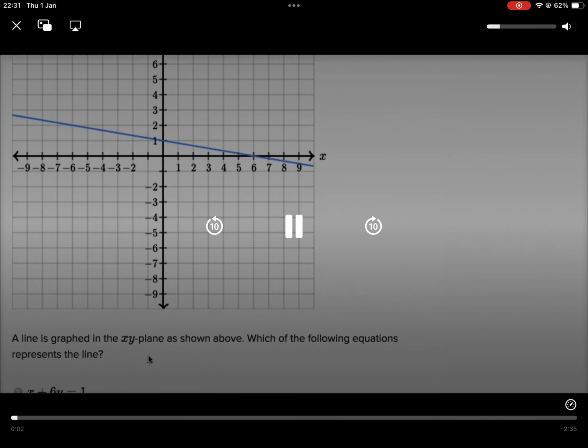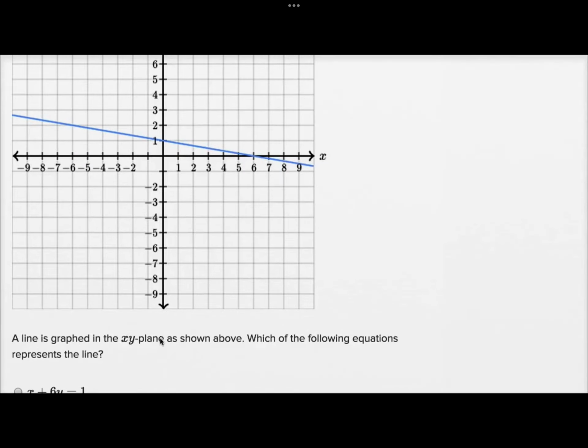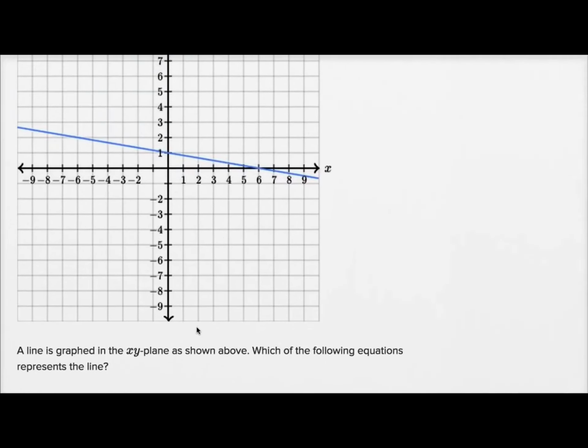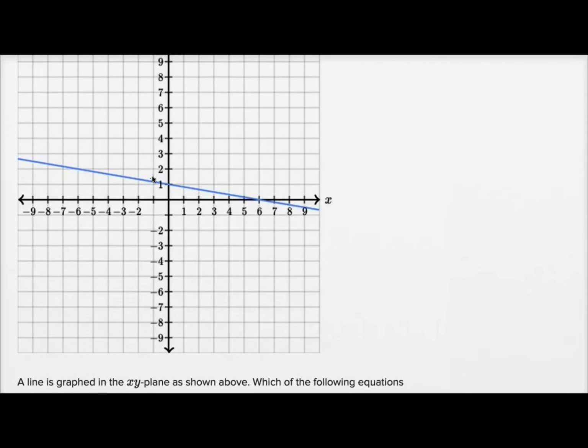A line is graphed in the xy plane shown. Which of the following equations represents the line? They give us a bunch of equations here. And so there's several ways we can tackle it. When we look at this, I can see there's two interesting points here. Let me write this a little lower so we can look at it at the same time that I look at the equation choices.